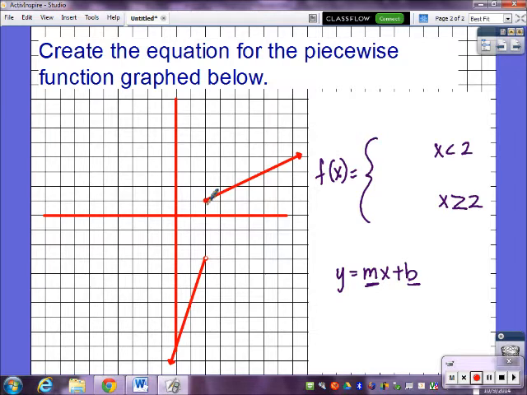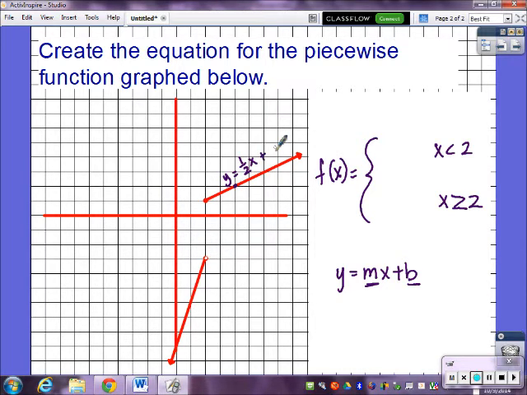And slope is just rise over run. So how do I get from one point to another? How much do I go up and how much do I go over? And we want to look at whole numbers. So I could use this, but this is a decimal, so I'm going to use this point. And so to get from here to here, I go up 1 over 2. And it's up 1 to the right 2, so that would be positive. So that's a slope of 1/2. So far we have y equals 1/2 x.